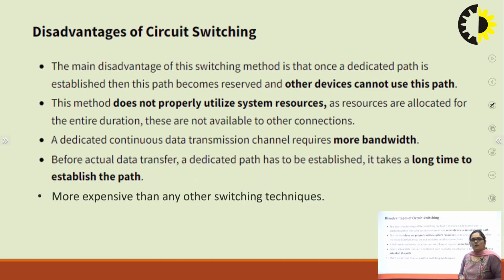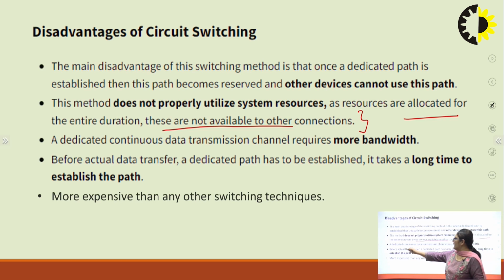But circuit switching also has a few disadvantages. One main disadvantage of this switching method is that once a dedicated path is established, that path becomes reserved and other devices cannot use it. Another disadvantage is that this method does not properly utilize the system resources. Our resources are allocated for the entire duration, so they will not be available to other connections or other devices. And a dedicated continuous data transmission channel requires more bandwidth. So in circuit switching, more resources and more bandwidth will be utilized.